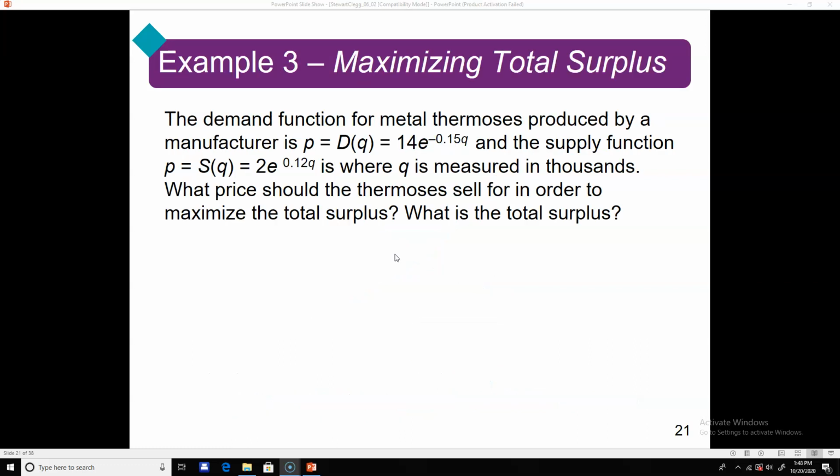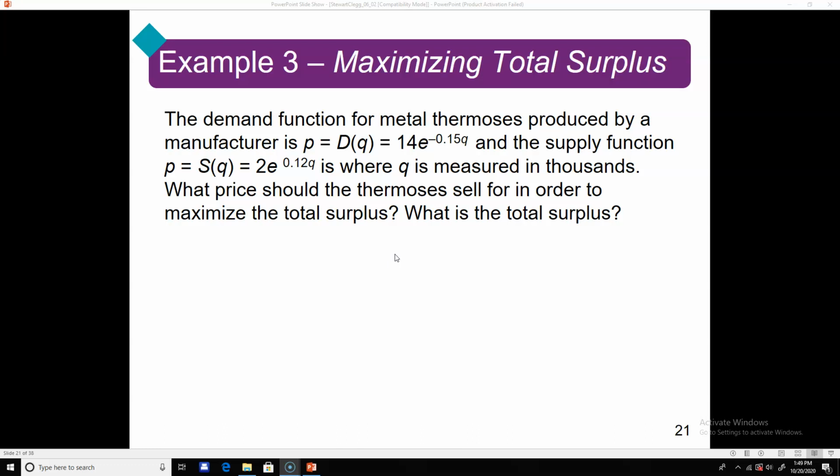We have a demand function, which is an exponential decay, and we have a supply function, which is exponential growth. Again, Q here is measured in thousands, and they want to know what price they should sell at in order to maximize the total surplus. One thing to note is that the equilibrium point will be the point that maximizes that. I don't know if they said that on the previous page, but that is something you should know from economics. Probably you've heard that profit is maximized where supply meets demand or something like that.